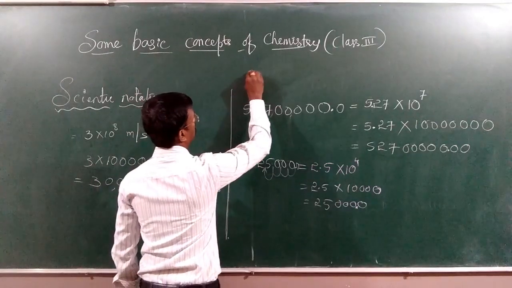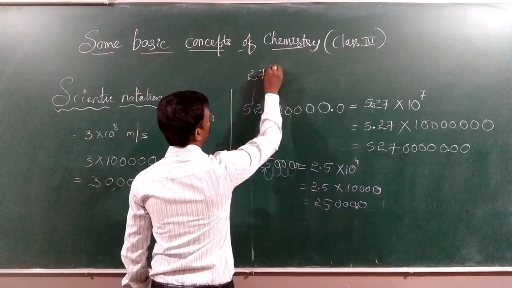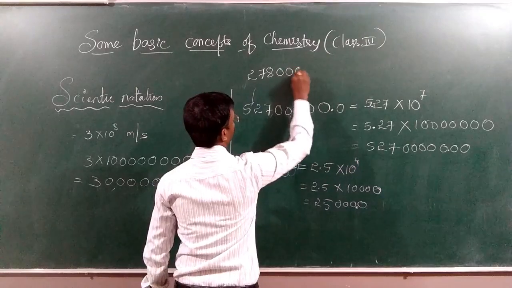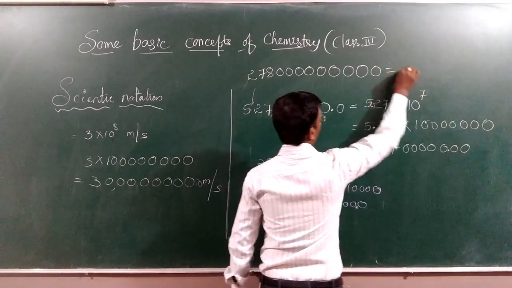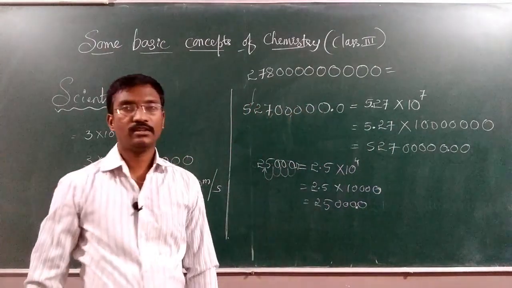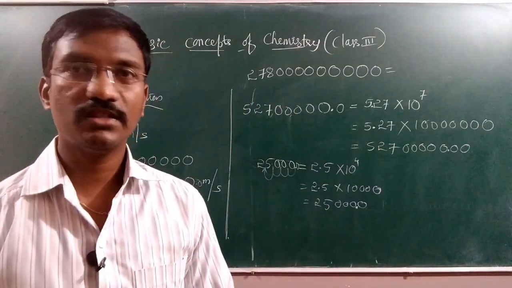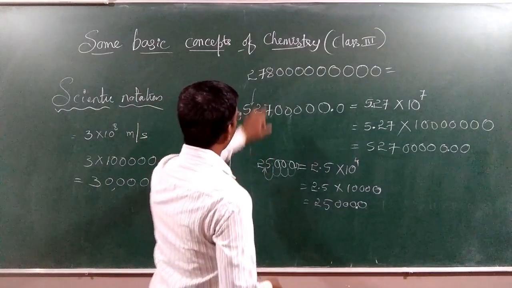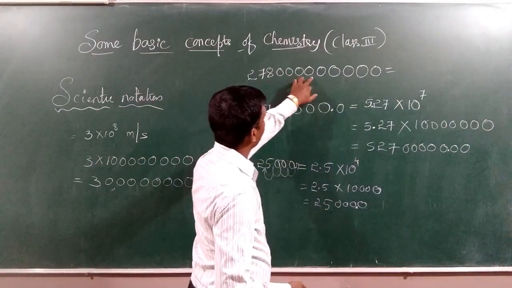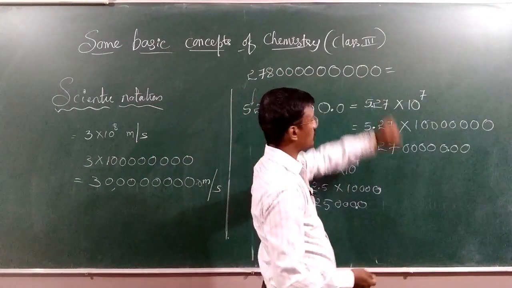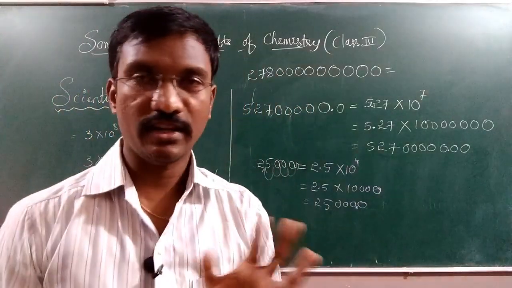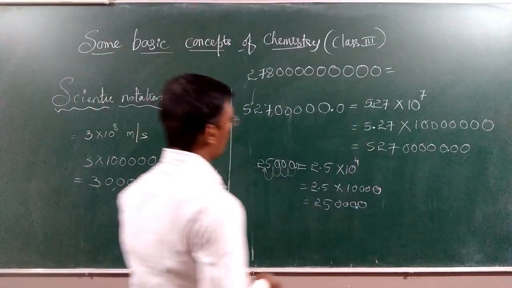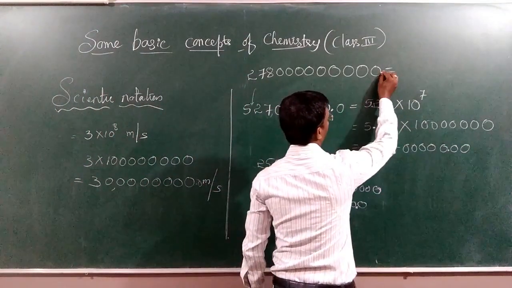Similarly, 278000. Can you write this in scientific notation? Here 278, after that 1, 2, 3, 4, 5, 6, 7, 8, 9 zeros are there, but I have not mentioned the full stop. The point is not there. It is understood that the decimal point will be after the last digit.